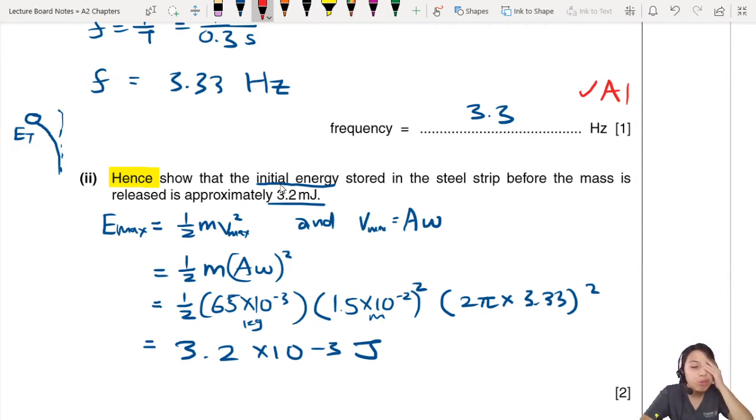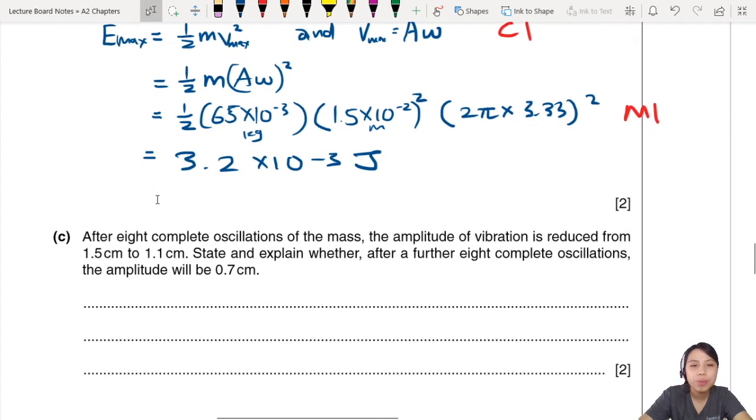So where do the marks come from? First one comes from this line. Do you know what energy equation to use? And then do you plug in the correct values? 2 pi f and everything. Okay, and if you get everything correct, okay, correct. Initial energy, total energy.